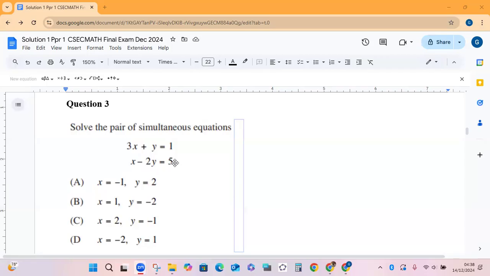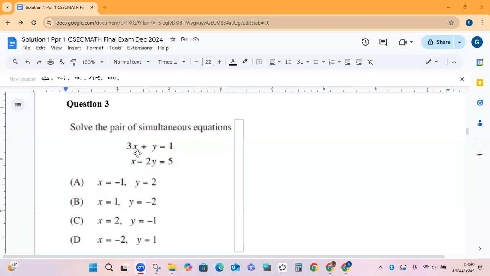Now, matrices is a topic in section B, so I will take that opportunity to solve this using matrices. Matrices is a topic in section B, vectors and matrices, and a question like that can be placed in section B, and they will tell you to solve by matrices, and you must solve by matrices to get your mark. So let us solve this by matrices.